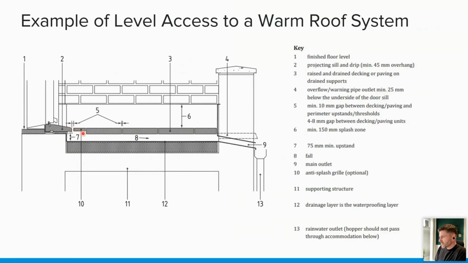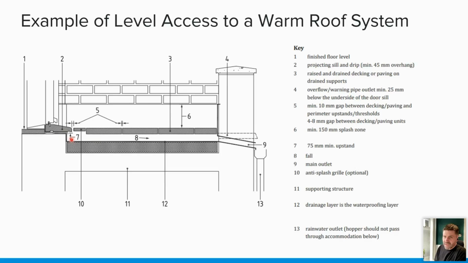On a flush access detail, we need to make sure that these gaps between the paving slabs are different in this instance. So we've got a gap of 4 to 8 millimeters between the paving slabs, and then you need a minimum gap here of 10 millimeters for water to drain down here, or you might have a channel drain or something in this instance. But like we say, the critical thing here is that we've got that 75 millimeter upstand.